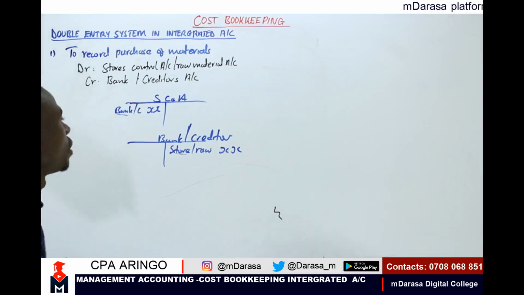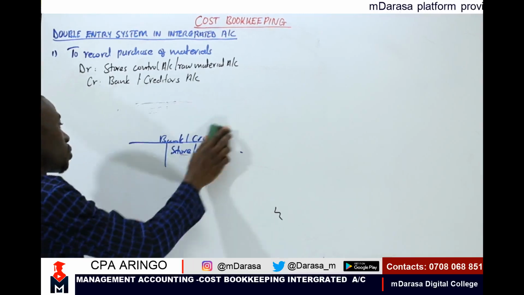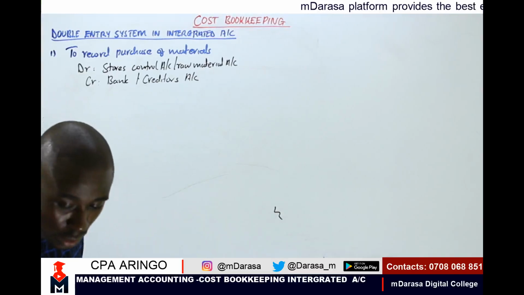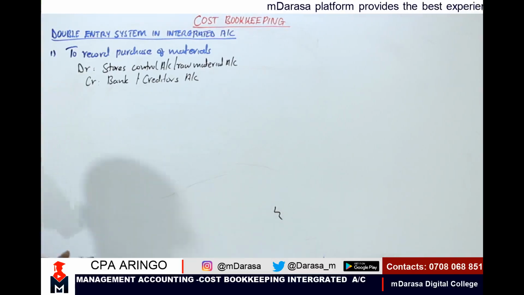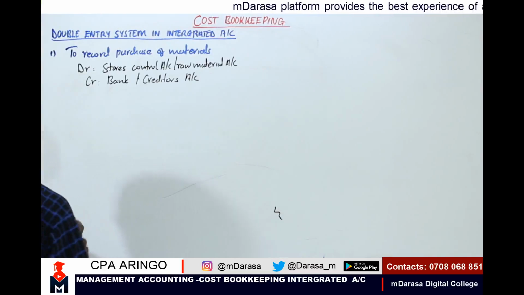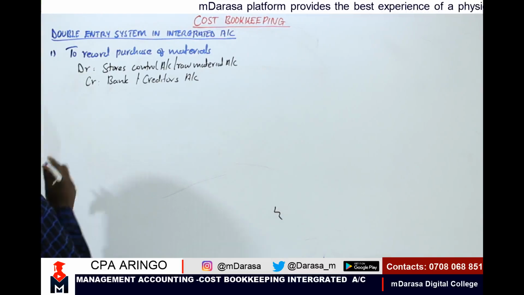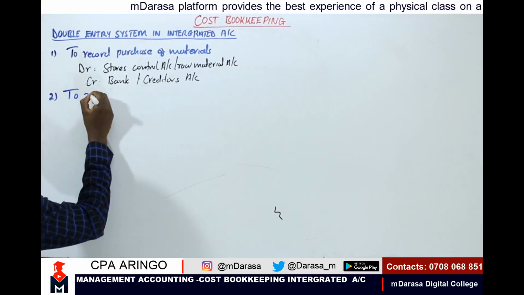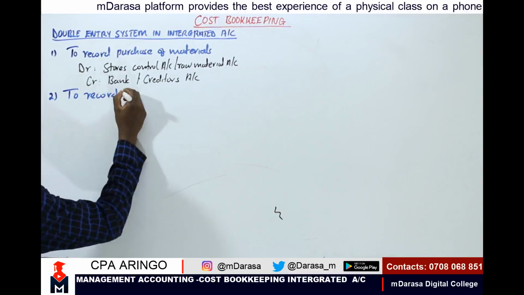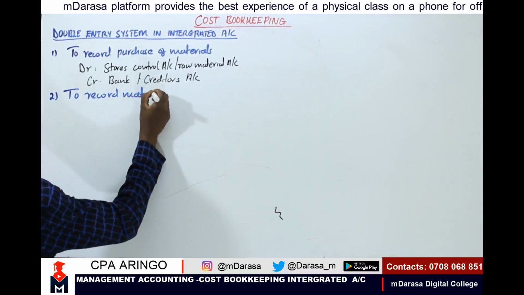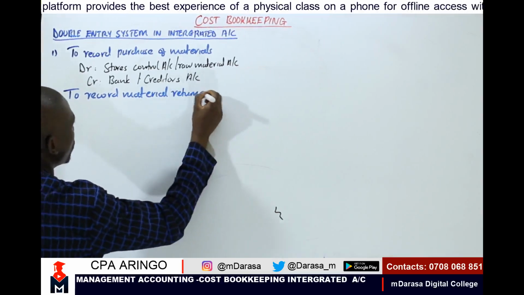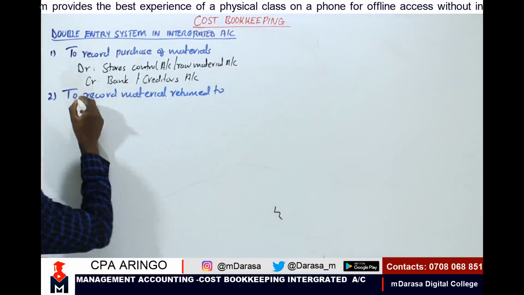So after we've looked at that part, that should take us to number two. Number two, we'll be looking at how to record materials returned to suppliers.